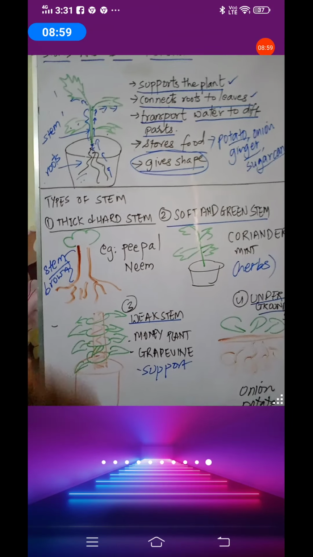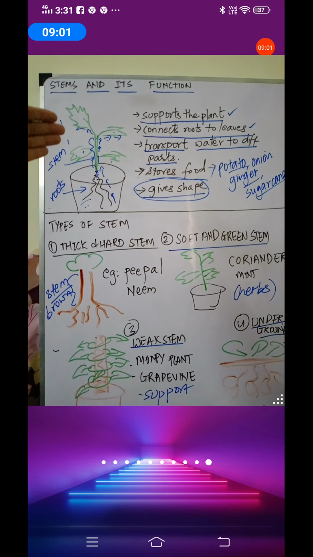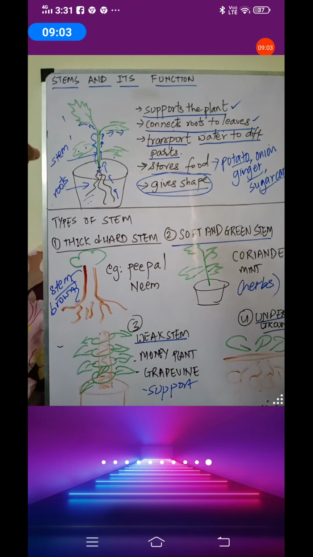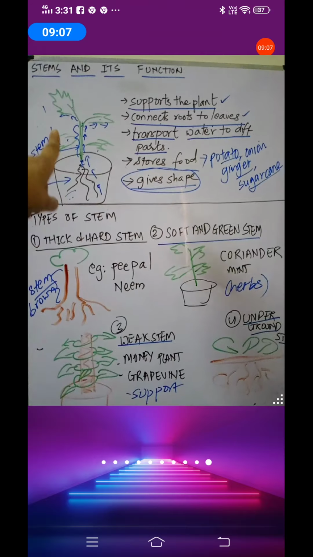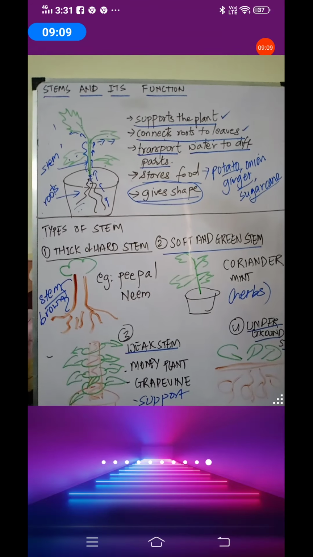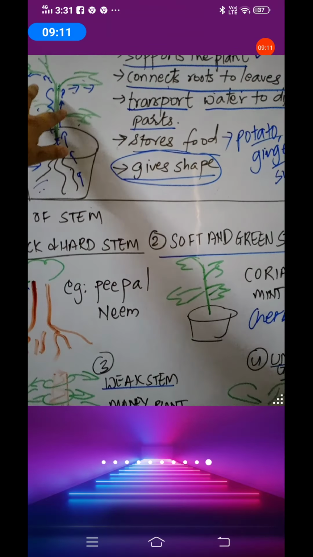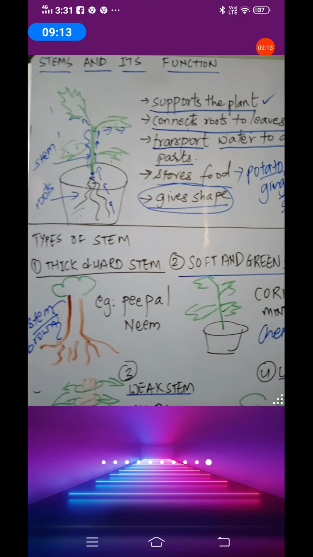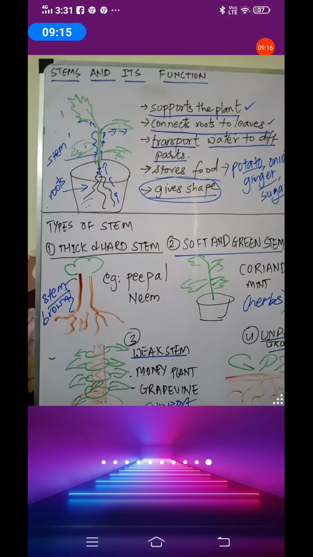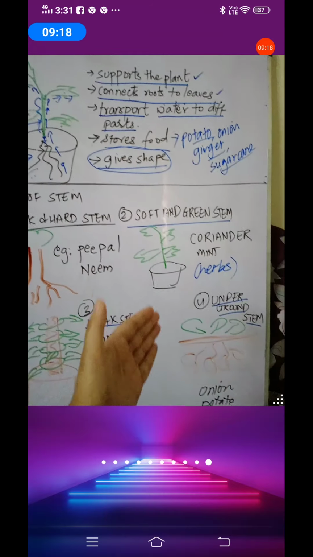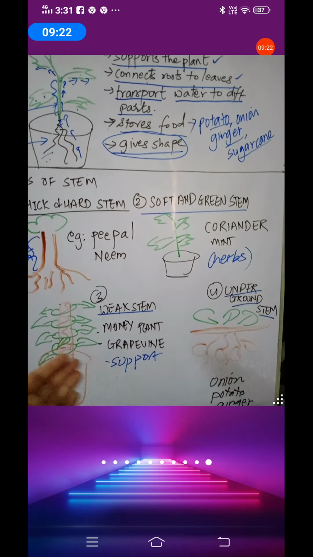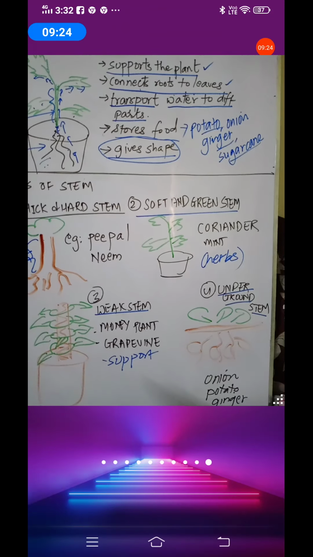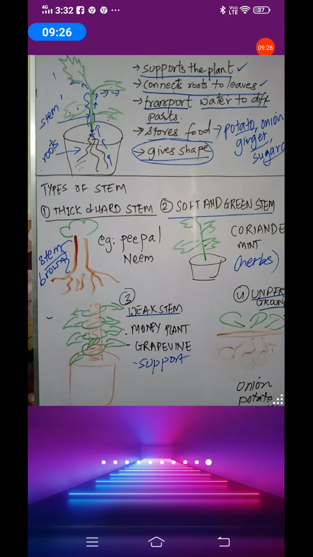So the stem supports our plant, connects the plant to the roots and the leaves. The stem is also transporting the water to different parts. Stem stores food and gives shape. And you can see that because there are different types of stems, different shapes of stems, we have different types of plants.